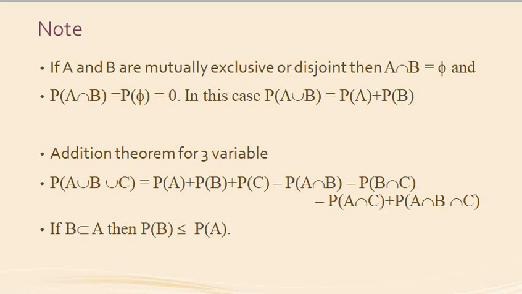Next, if A and B are mutually exclusive or disjoint, that is, if A intersection B equal to phi, then P of A intersection B equal to P of phi equal to 0. So in this case P of A union B is P of A plus P of B. Addition theorem for three variables; we can extend it to any number of variables. So P of A union B union C is P of A plus P of B plus P of C minus P of AB minus P of BC minus P of AC plus P of ABC. If B is a subset of A, then we have P of B less than or equal to P of A.